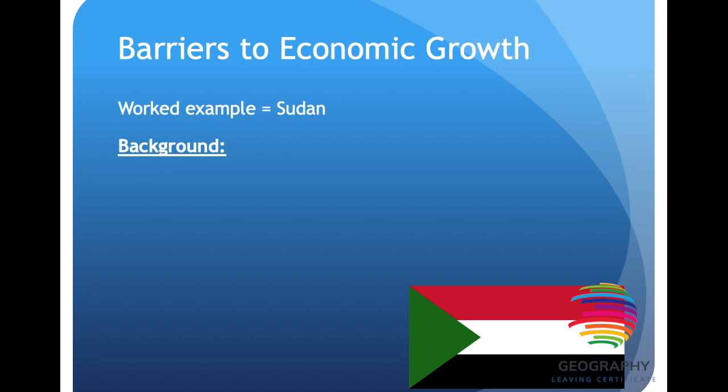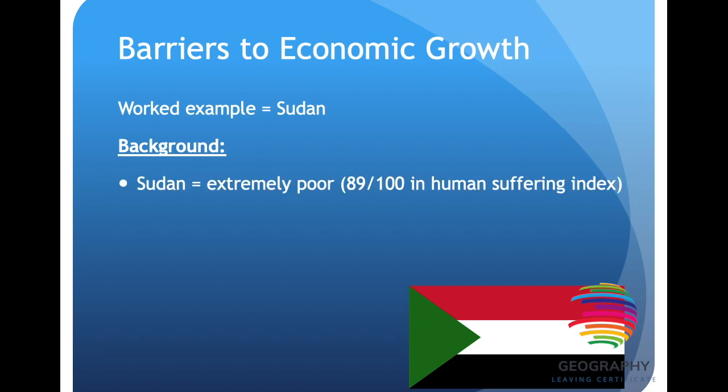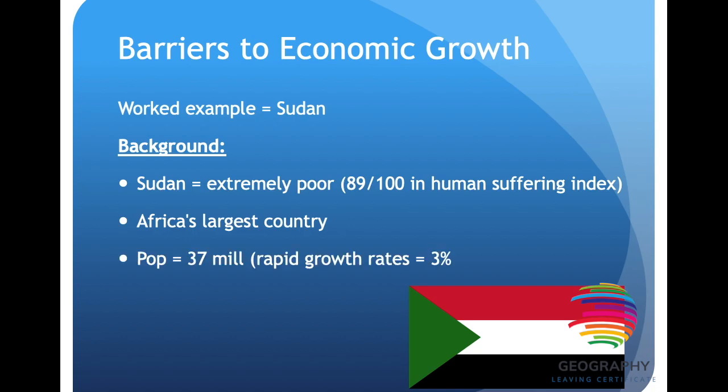So for Sudan, we need to have a little bit of background knowledge. Well, the first thing about it is it's an extremely poor country. I don't know if you remember the human suffering index that we looked at a couple of weeks back. It's 89 out of 100 on the human suffering index, which is extremely high. It's one of Africa's largest countries, and it has a population of 37 million people, and it has a growth rate of 3%. What that means in real terms, it's just growing extremely fast. So the population is growing extremely fast.